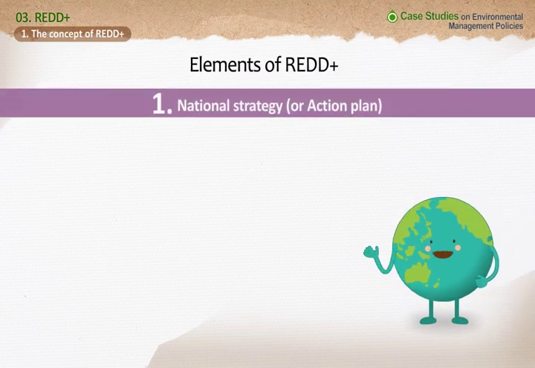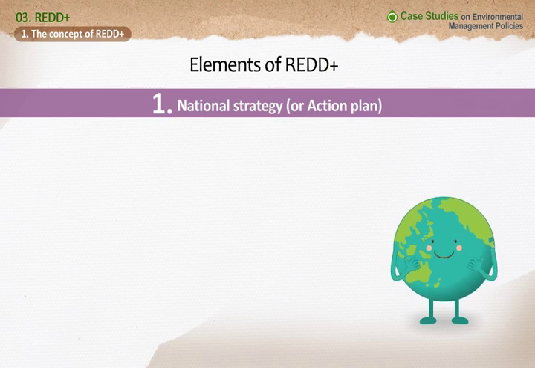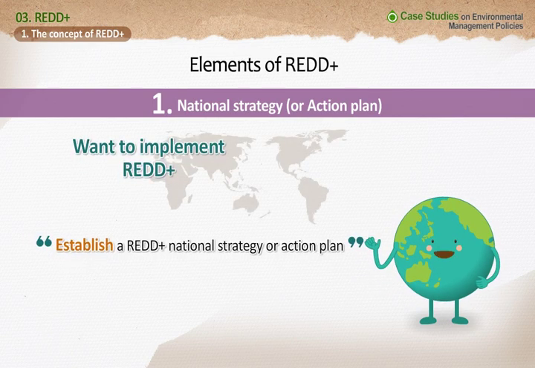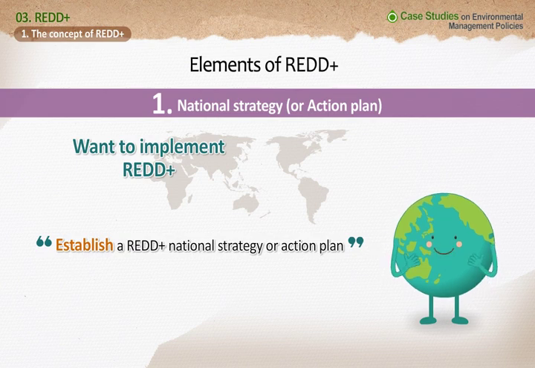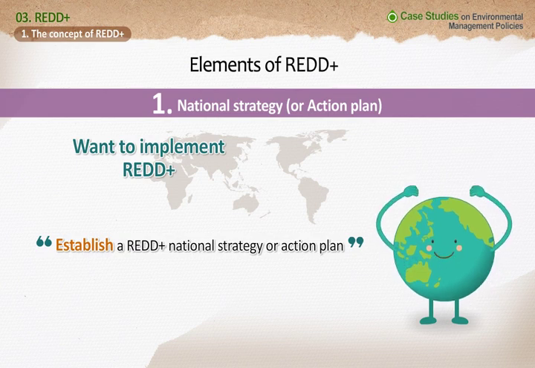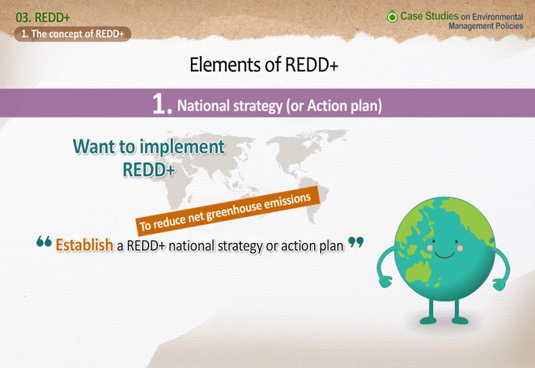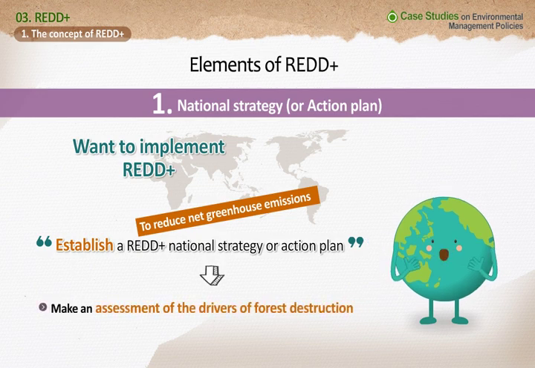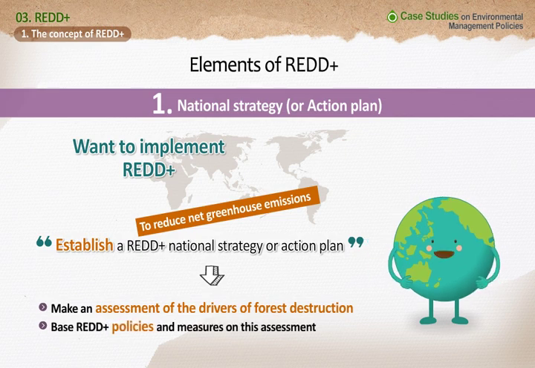However, a number of elements were agreed upon for REDD+ as follows. The first element is a national strategy or action plan. Countries that want to implement REDD+ must establish a REDD+ national strategy or action plan to reduce their net greenhouse emissions from their forests. They are expected to make an assessment of the drivers of forest destruction and to base their REDD+ policies and measures on this assessment.